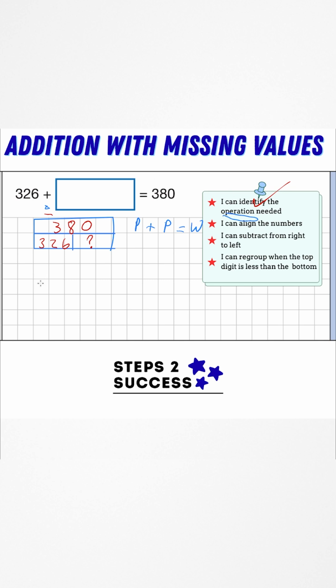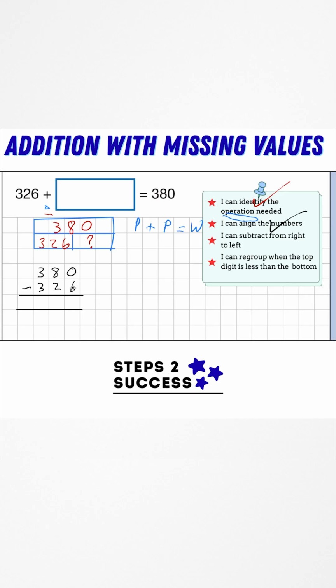So let's align the numbers. Now we don't even need to look at this original problem anymore. We can use our part whole method. So here we have 380, which is the total amount, and we need to subtract the part we know. That's 326. So align numbers, tick. Now we're going to subtract from right to left. That means we'll start in this ones column, and we'll regroup if we need to.